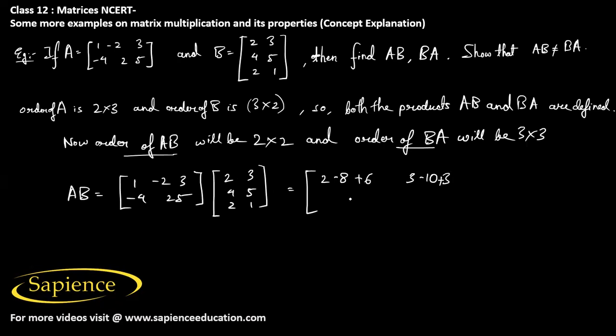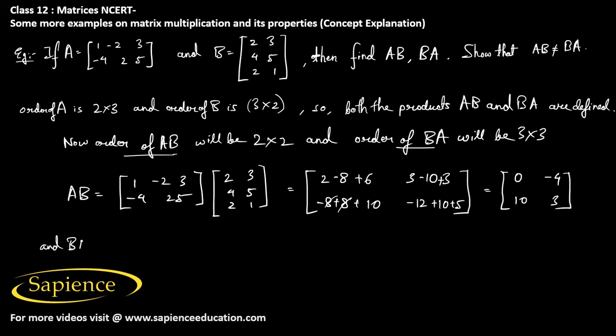Then for the element of the second row and first column, we take the second row of A and the first column of B. So it would be -8 plus 8 plus 5 twos are 10. Then for the element in the second row and the second column, we take the second row of A and the second column of B. So it will be -12 plus 10 plus 5. So this will be equal to 6 plus 2, 8, minus 8, that is 0. And 3 plus 3, 6, minus 10, that is -4. And 8 minus 8 cancel, that is 10. And this will be 15 minus 12, that is 3. So hence we can see AB is of order 2 cross 2.